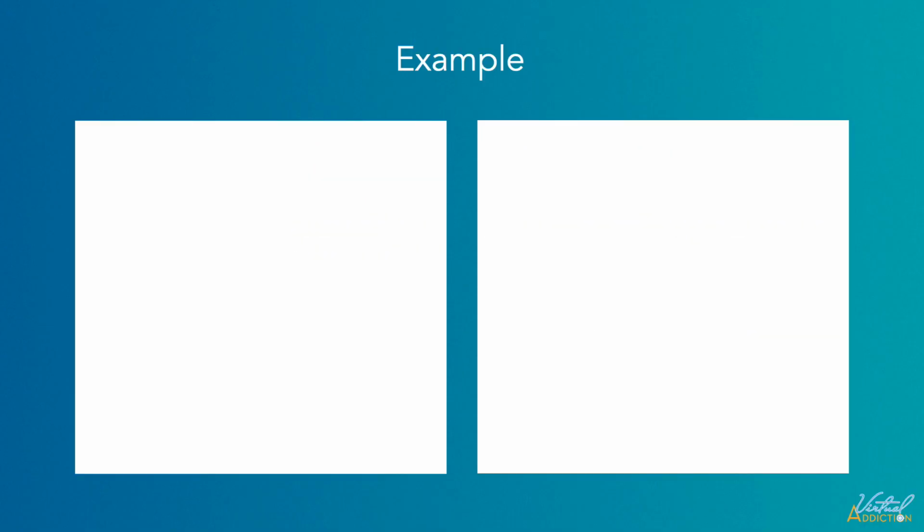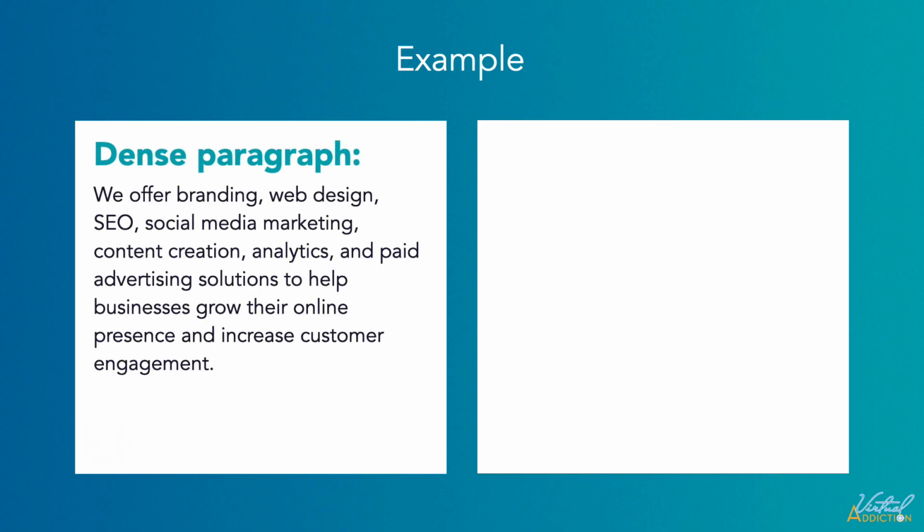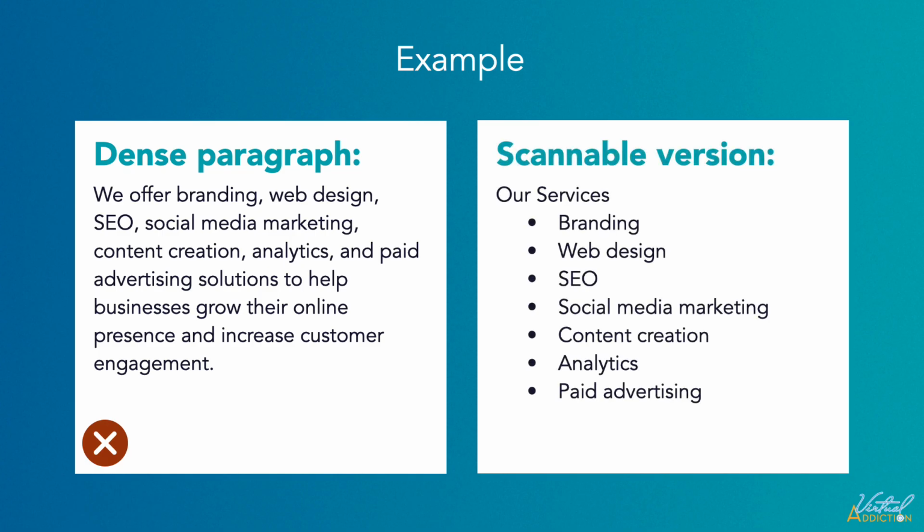Here's a scannable example. This is a dense paragraph listing services. It feels overwhelming. Now look at the revised version. We have taken the information and created a bulleted list. It's the same content, but it's much easier to process. Lists create visual breaks, they reduce cognitive load, and they help users move quickly.